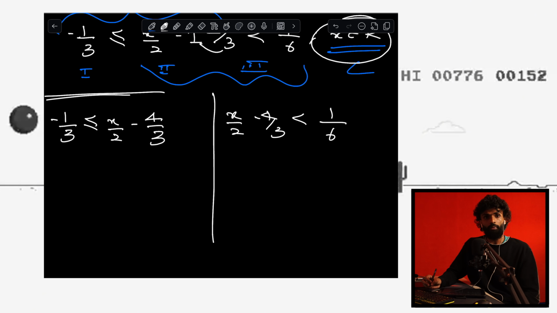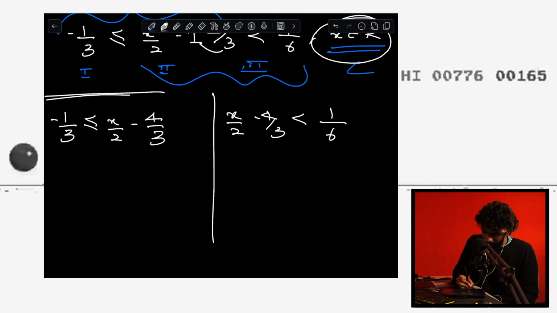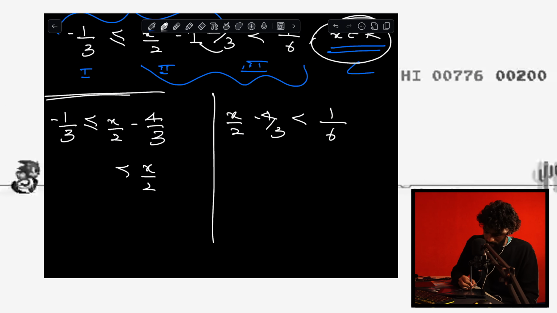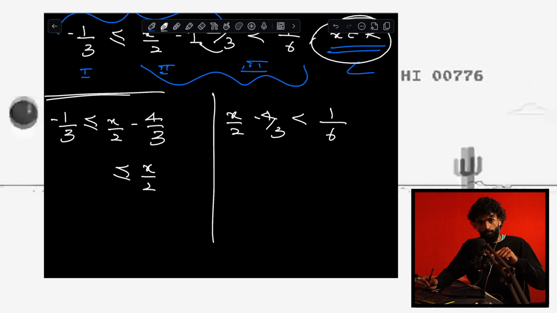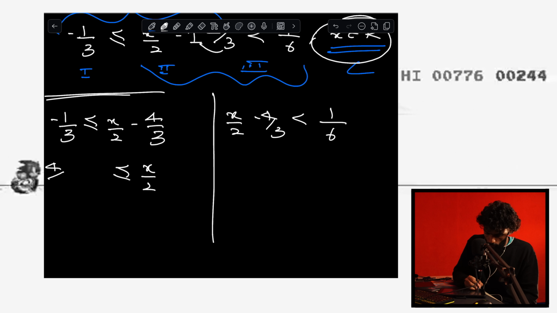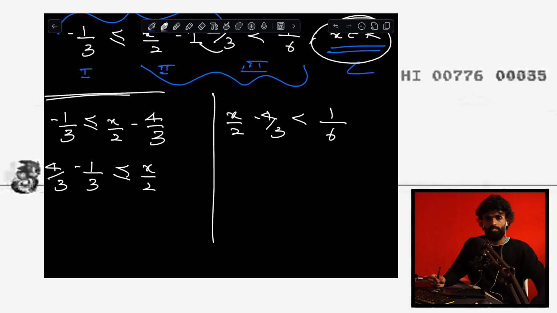Here, I can see that x by 2 is on my right side. No problem, I'll keep the x by 2 there itself. In simple language, I am trying to separate all the letters and all the numbers. So I'll keep the symbols as they are. The minus 4 by 3 comes to the other side. It becomes a plus 4 by 3. I'll make the change here. So it becomes plus 4 by 3. Minus 1 by 3 was anyway as it is.